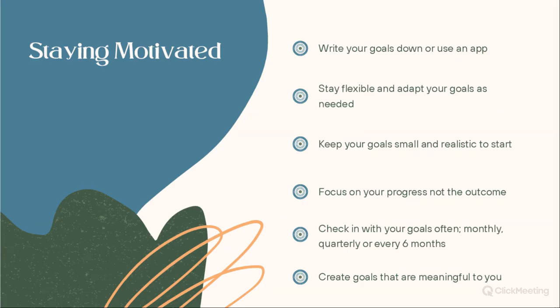So write them down, whether it's a format like I just showed you on a worksheet, maybe it's an app, maybe it's just a journal or a notebook. And then stay flexible and adapt your goals as needed. I think it's important to have those short time frames to check in with your goals. So maybe it's 4 weeks, maybe it's 2 months, 3 months, 6 months, but checking in to see where you are and where you need to make some changes.